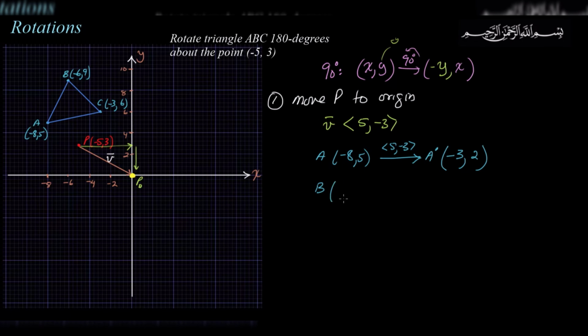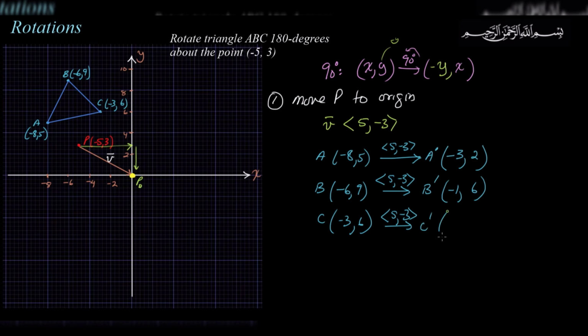And B, which is currently negative 6 and 9. If you apply the same vector, 5 and negative 3, so B prime would be, here we go, negative 1 and 6, if I did that correctly. C is going to be negative 3 and 6, and we apply the same vector, which is 5 and negative 3, so that would become C prime, which is 2 and 3, like this.